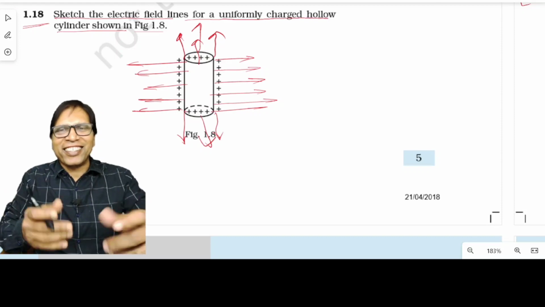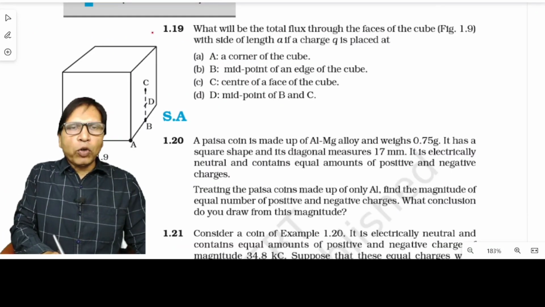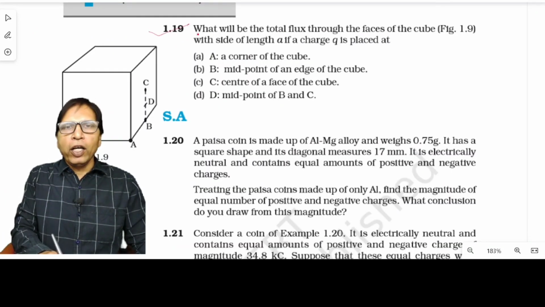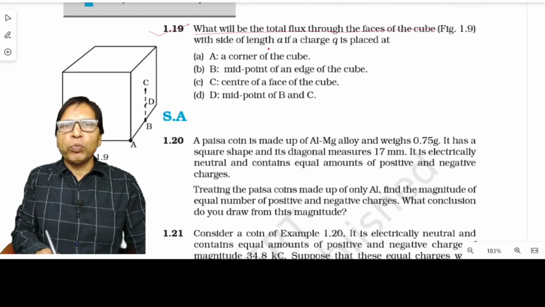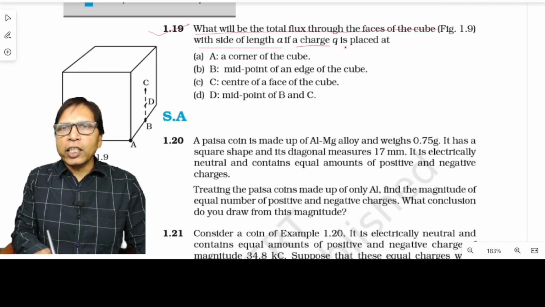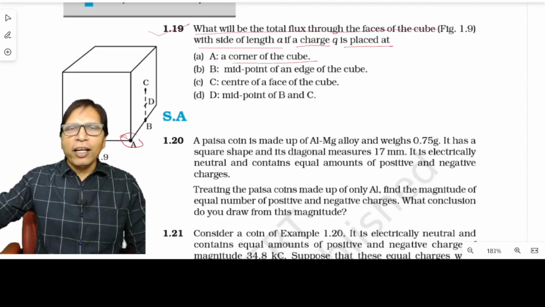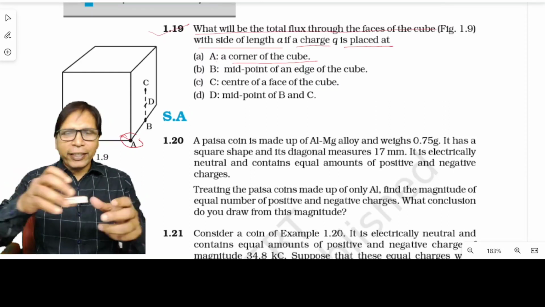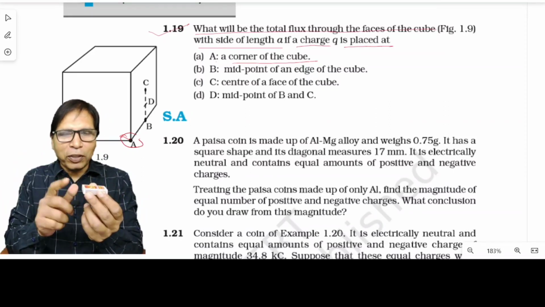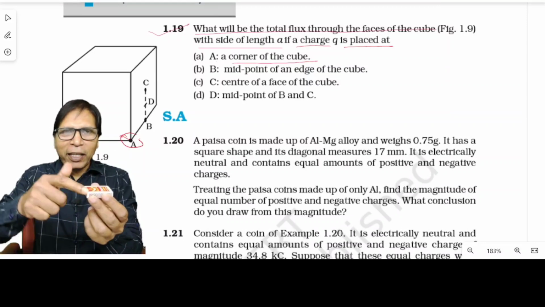Okay. Next. Now question 1.19. What will be the total flux through the faces of the cube with side of length A, when the charge Q is placed at the point A, meaning the corner of the cube? Suppose this is the cube. Charge is placed here, at this point.